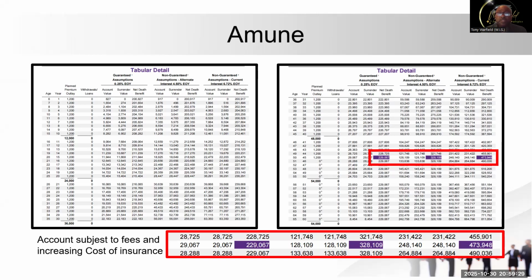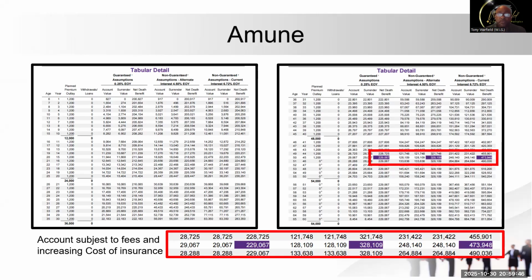Now you can see over there at age 50, the premiums are discontinued after age 50, which gives you a pretty decent return in each year. And you can see that the returns continue to grow even though the cost of insurance continues to increase.